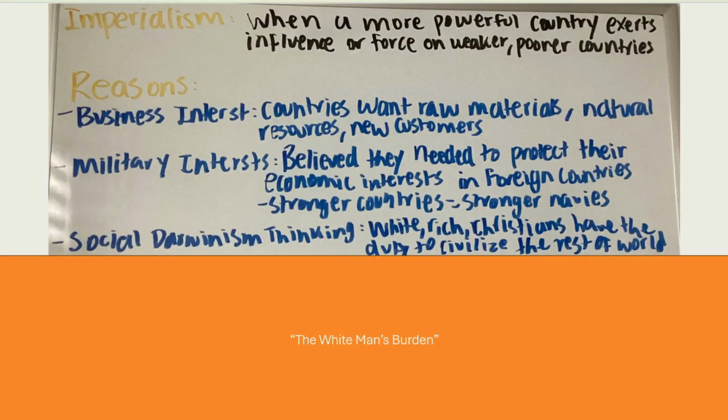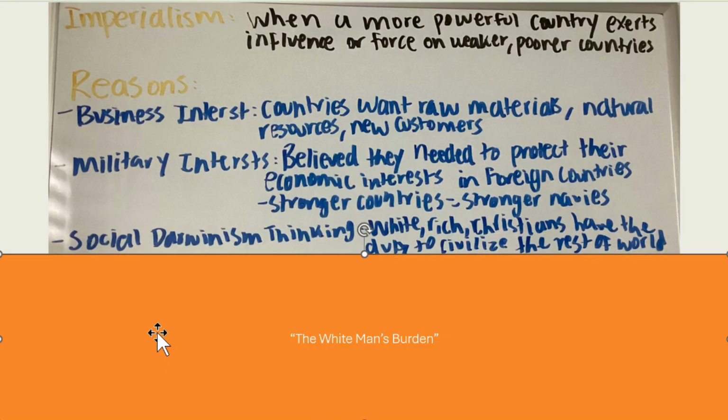Business interests: countries want raw materials, natural resources, or new customers. Military interests: they believe they need to protect their economic interests in foreign countries. Stronger countries mean stronger navies. And Social Darwinism thinking: white, rich Christians have the duty to civilize the rest of the world.